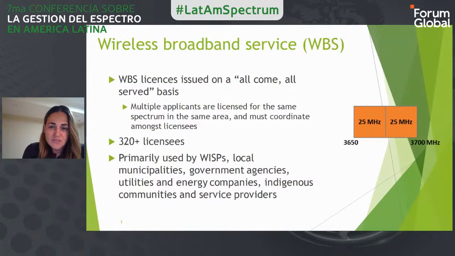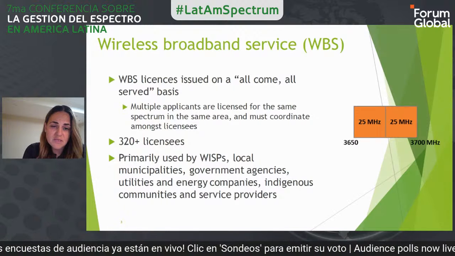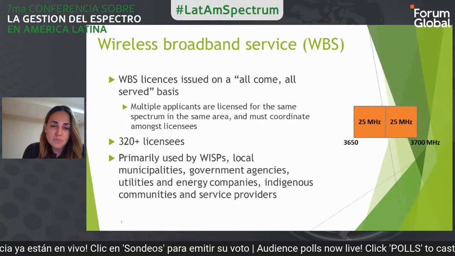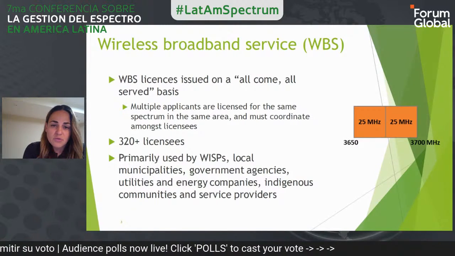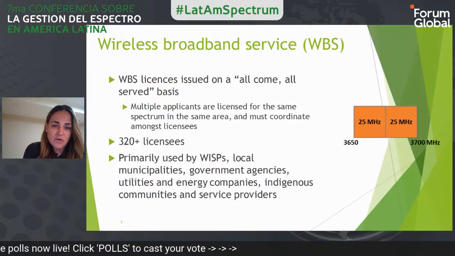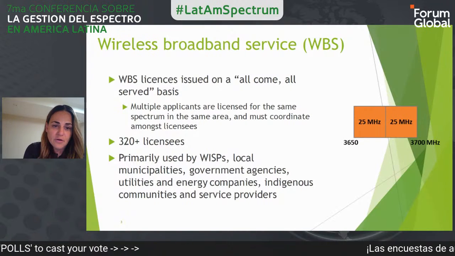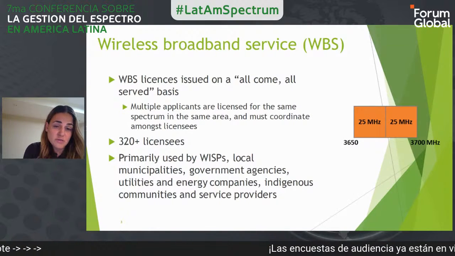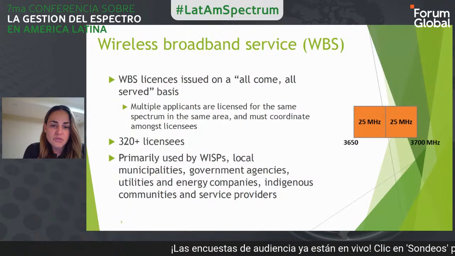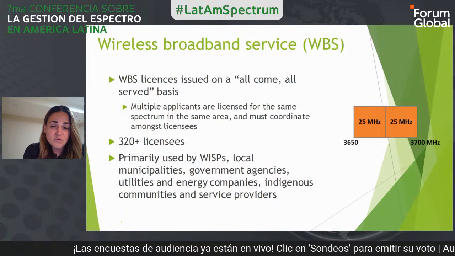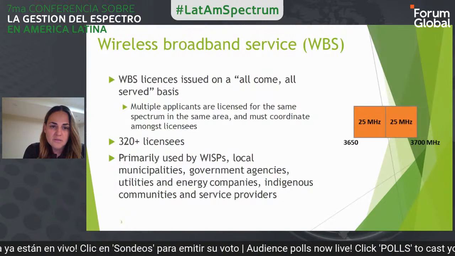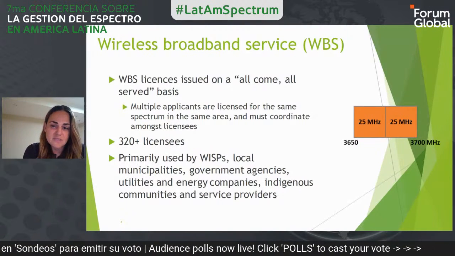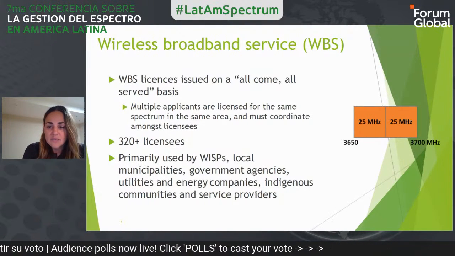So I mentioned 3650 to 3700, we have wireless broadband service, which is basically shared access, fixed and mobile, on an all-come, all-served basis. So users will get the same spectrum in the same area, but they have to coordinate amongst each other. So it's mostly wireless internet service providers, some local municipalities and government agencies, as well as utility and energy companies using this spectrum as well. So we have over 320 licensees. Next slide, please.